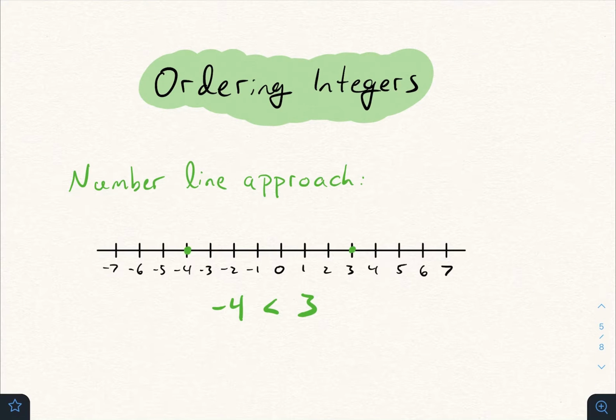All right, let's talk about ordering integers. So, for example, saying things like 2 is less than 3, 5 is less than 7. How do we discuss this sort of concept? One approach that you can take to discussing this concept is to use a number line.